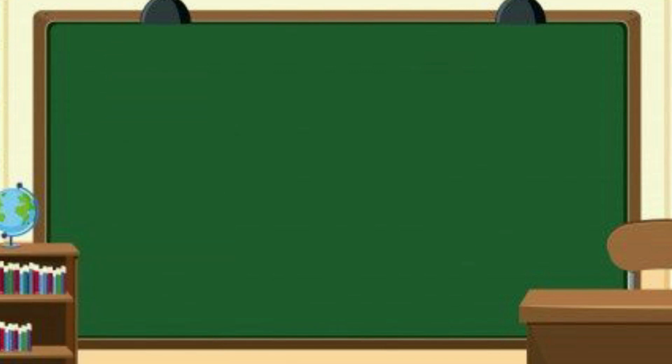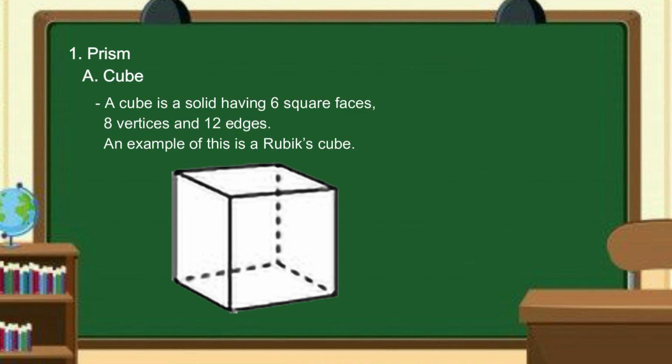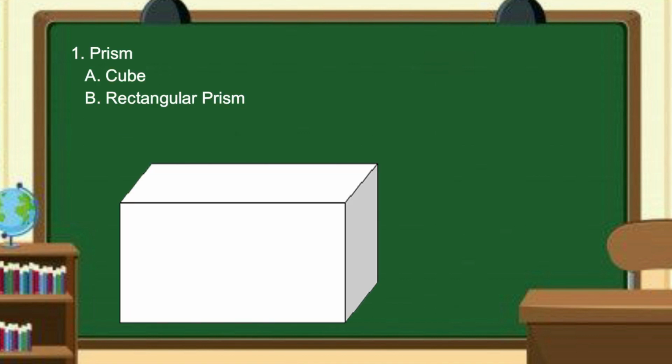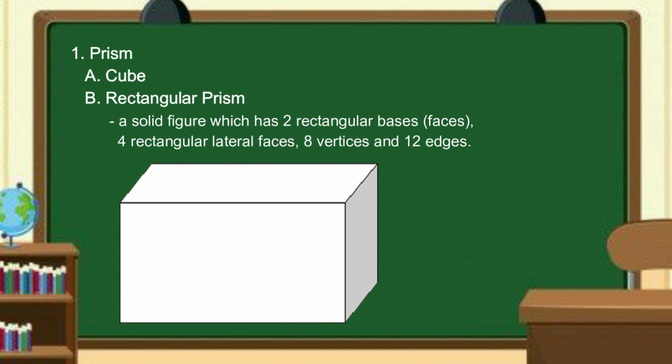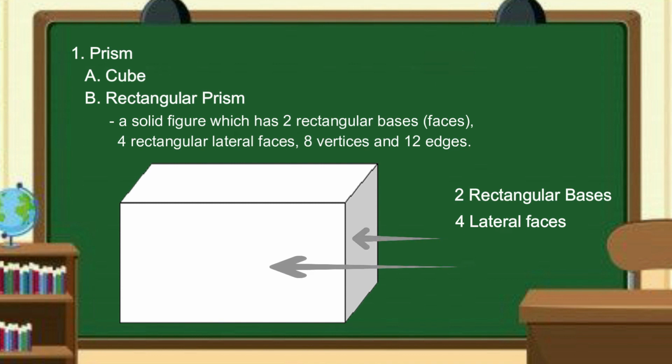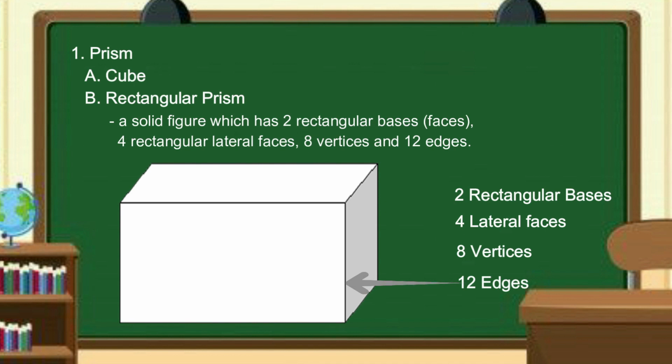The first one is a cube, a solid figure having 6 square faces, 8 vertices, and 12 edges. An example of this is a Rubik's Cube. The second is a rectangular prism. This is a solid figure which has 2 rectangular bases, 4 rectangular lateral faces, 8 vertices, and 12 edges.